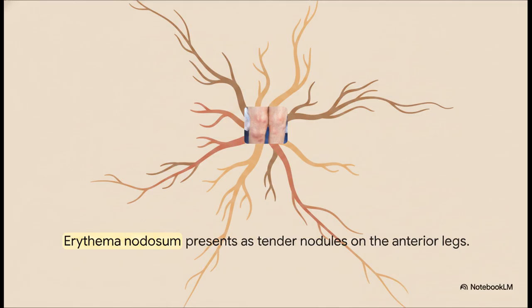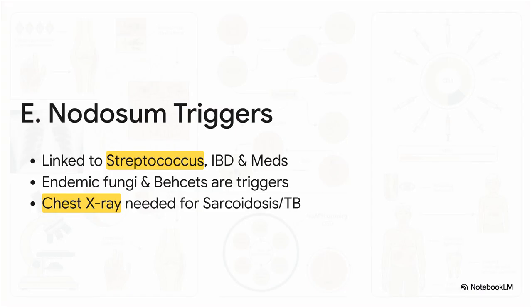But you can't just stop there. Identifying the underlying trigger is absolutely crucial. You cannot treat erythema nodosum just as a skin issue. It's a massive red flag for systemic conditions. It's heavily linked to streptococcal infections, inflammatory bowel disease, sarcoidosis, pregnancy, antibiotics, and oral contraceptives. Endemic fungi like coccidioides and histoplasma, plus Behçet disease, are also classic triggers to watch for.